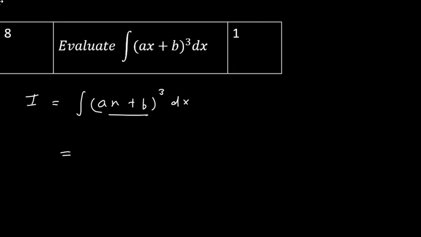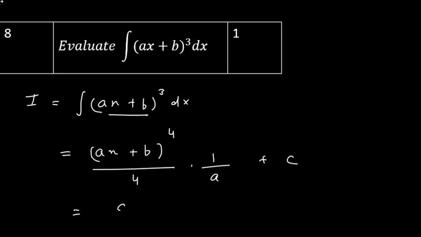Simply I will say that this is equal to ax plus b the whole power 4 upon 4. This is my integration when I take this as x, and then I will divide the whole thing by the coefficient of x. So your final answer will be ax plus b whole power 4 divided by 4a plus c.